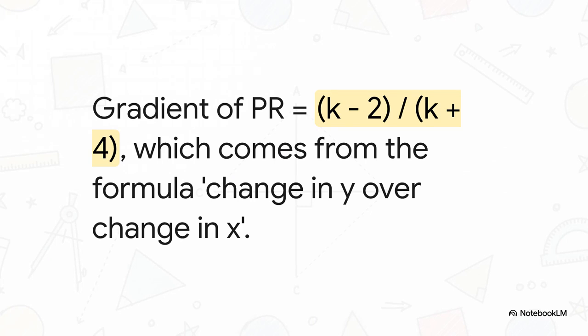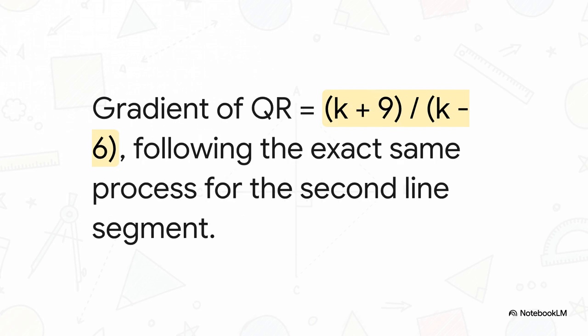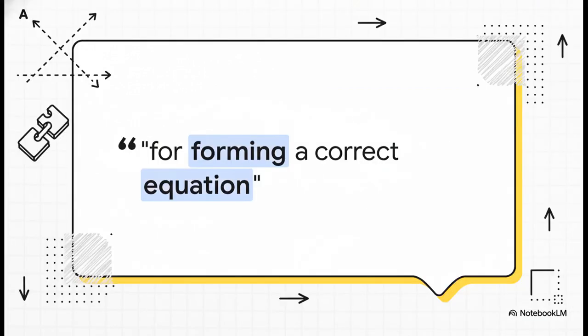First up, let's find the gradient of the line PR. You know the drill, it's the change in y divided by the change in x. We just plug in the coordinates we have for P and R, do a little bit of tidying up, and we end up with this expression right here. And now we just rinse and repeat for the line segment QR. It's the exact same formula, just with the coordinates of Q and R this time. And that gives us our second gradient expression. Simple as that.